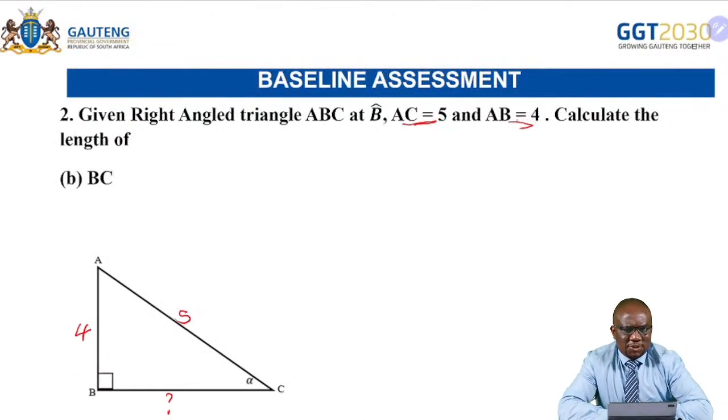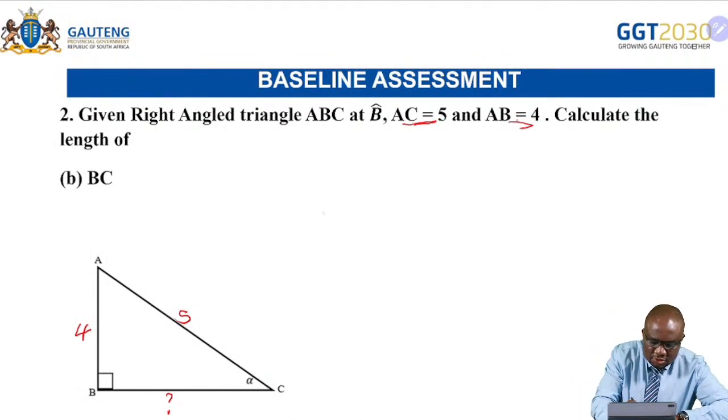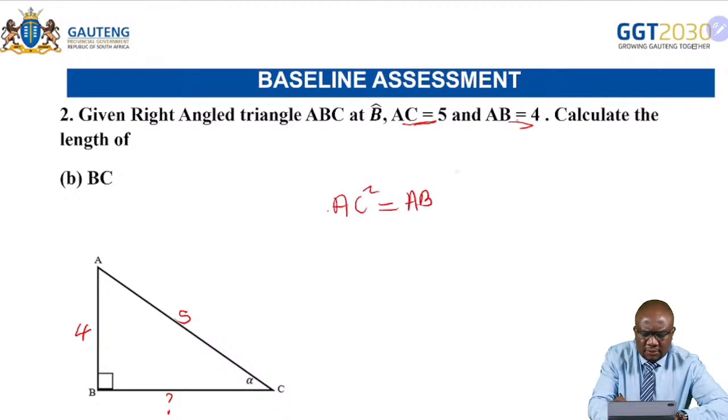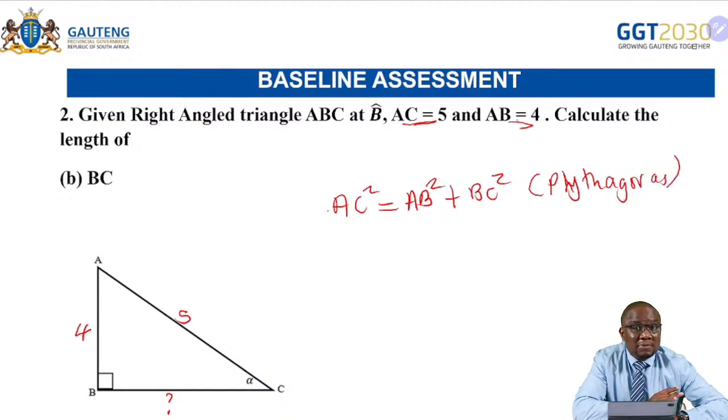Welcome back, Grade 10s. Did you manage to get the answer? Remember, the Pythagoras theorem does not change. So we're saying AC squared is equal to AB squared plus what? Plus BC squared. Why are we saying that? Because of the Pythagoras. Okay. Do you see that?